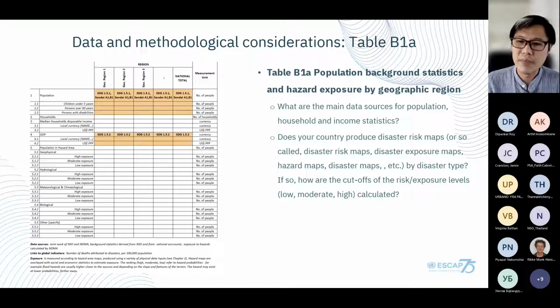Another set of information would be the disaster risk maps. Some countries might call them exposure map, hazard map, or disaster map. We want to really understand it by different types of disaster. And if you do have those maps, how would you define the cutoffs, whether it is high exposure, medium exposure, low exposure, or no exposure to different types of hazards? So these are basic questions and maybe the intent of the first two tables of DRSF.